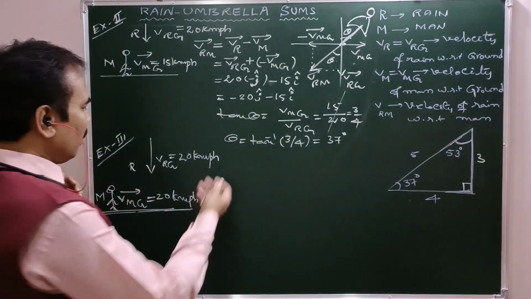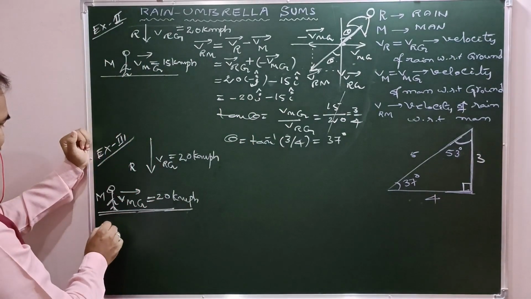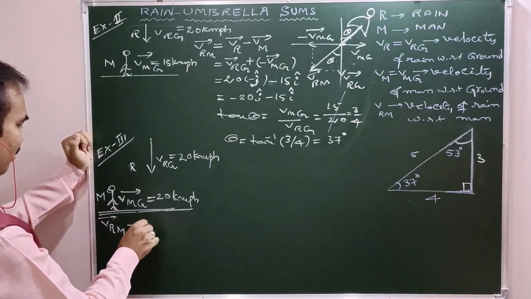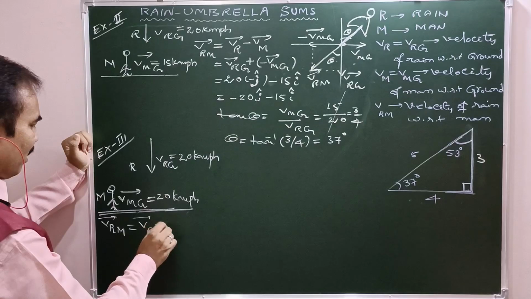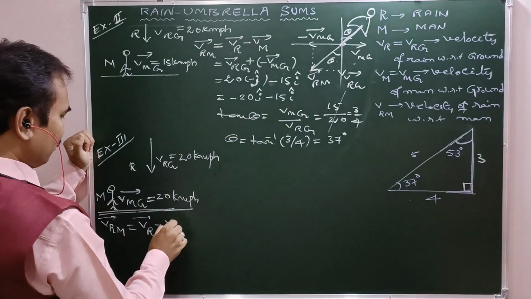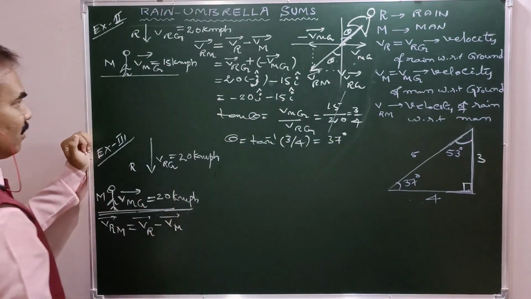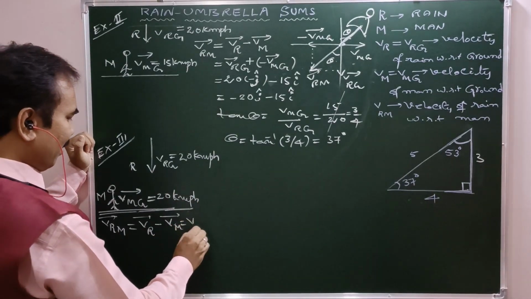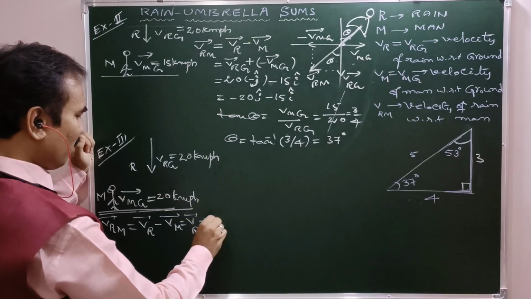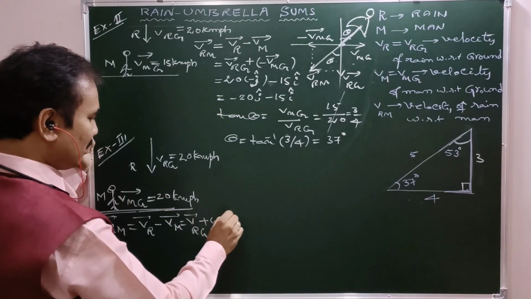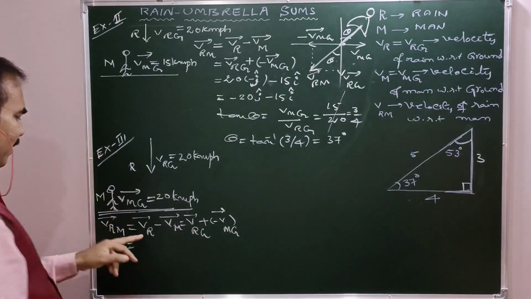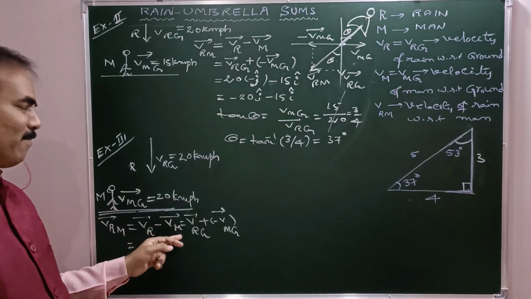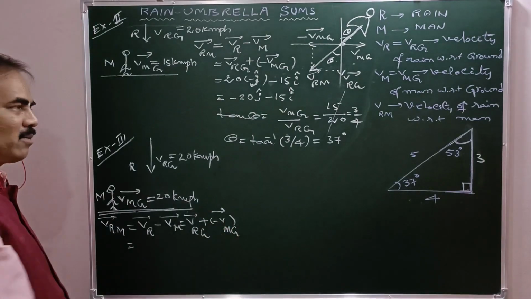As usual, VRM. What is VRM here? VRM bar equal to VR bar minus VM bar. That also equals VRG bar plus or minus VMG bar. Right? VR means VRG, minus means plus or minus, VM means VMG, velocity of man with respect to ground.